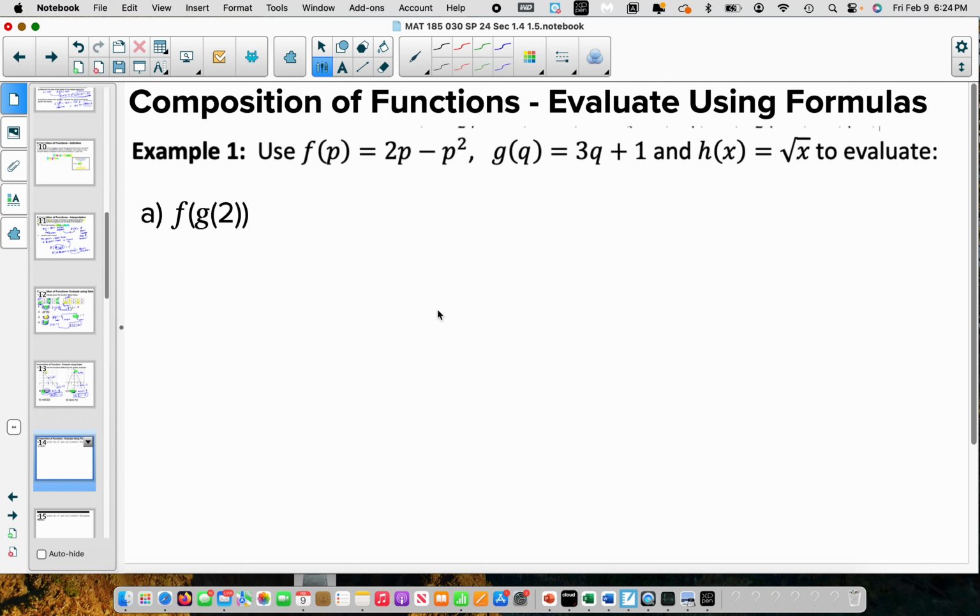So now let's algebraically look at some composition of functions. And I have 3 functions here. I have a function f of p, g of q, h of x. And again, we're always going to start with the inside first. So first I want to evaluate g of 2. So what's my g function? It's right here.